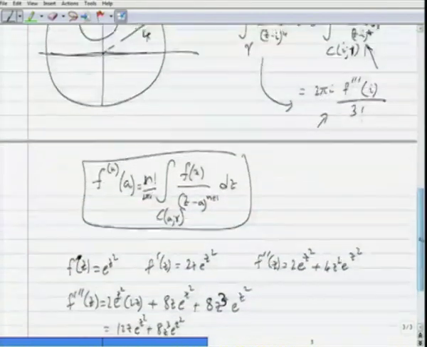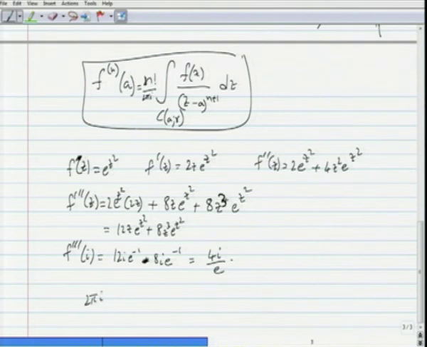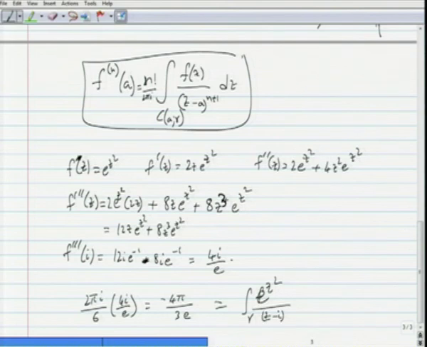So, substituting that in here, we get 2 pi i by 3 factorial, that is 6, times 4i by e, which is minus 4 pi by 3e. So, that is your integration over gamma of e power z squared by (z minus i) power 4 dz. So, that is the solution to this problem.